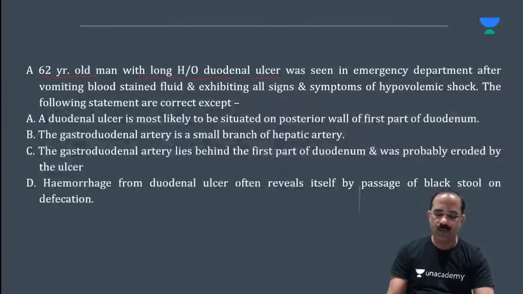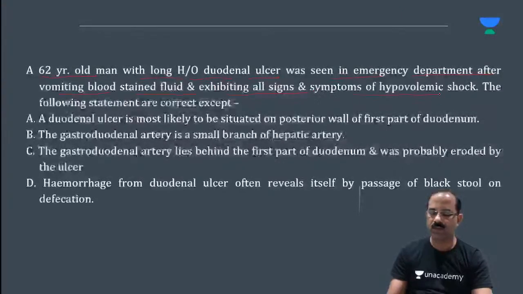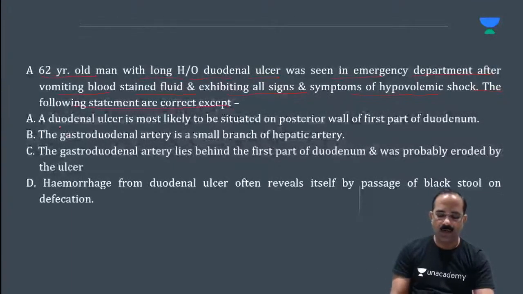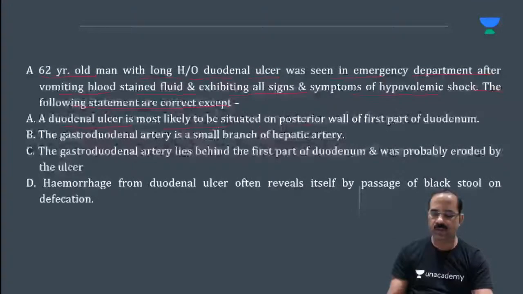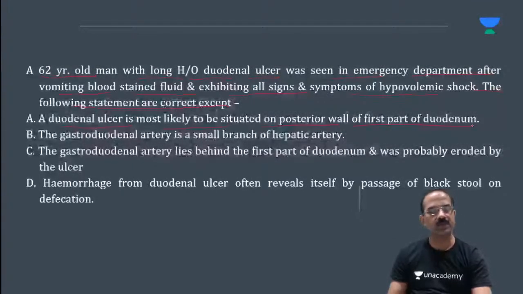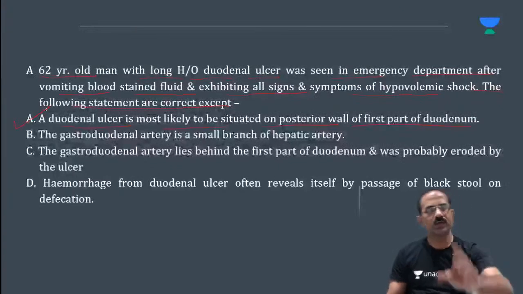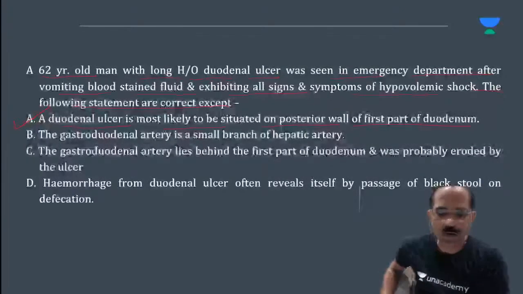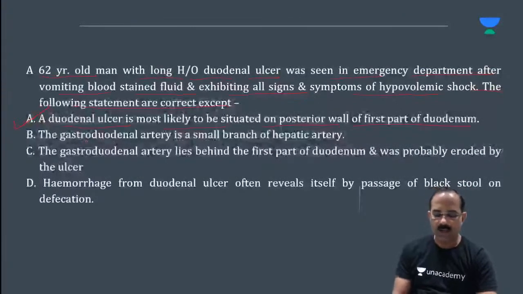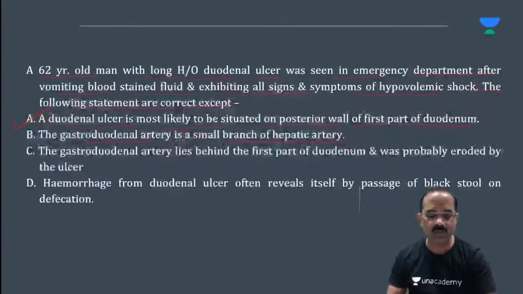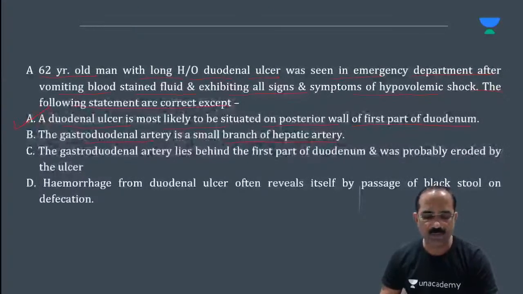A 62 years old man with long history of duodenal ulcer was seen in the emergency department after vomiting blood stained fluid and exhibiting all signs and symptoms of hypovolemic shock. The following statements were correct except: a duodenal ulcer is most likely to be situated on the posterior wall of the first part of the duodenum. Yes, that's correct. So duodenal ulcer is very common in the first part on the posterior wall. Option B: the gastroduodenal artery is a small branch of hepatic artery. What do you say, students? So option A is correct.